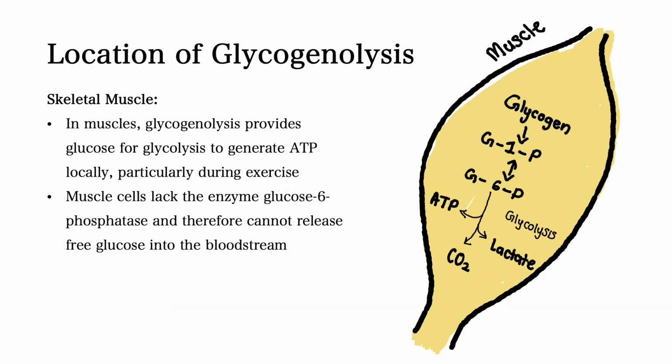Skeletal muscles. In muscles, glycogenolysis provides glucose for glycolysis to generate ATP locally. This is particularly true during exercise. Muscle cells lack the enzyme glucose-6-phosphatase, and therefore, skeletal muscle cells cannot release free glucose into the bloodstream. We will be discussing this a bit more in this video.